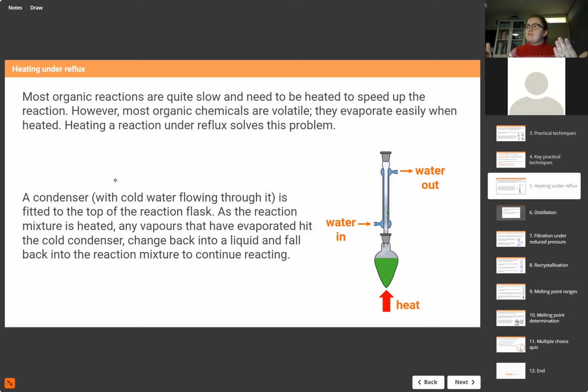So if we put a condenser there, the gases will hit the side, condense and then go back into the mixture. And it will keep reacting as well, because sometimes it can be our products that evaporate, or it can be our reactants. So if we didn't do that, we would lose product, or we would lose reactants, or we could lose both. So that's one thing, heating under reflux.